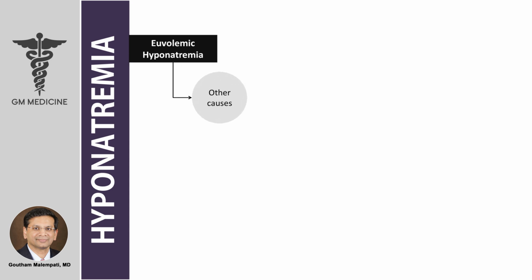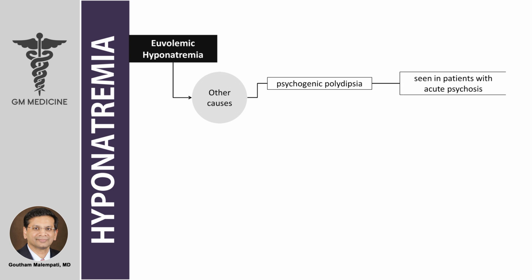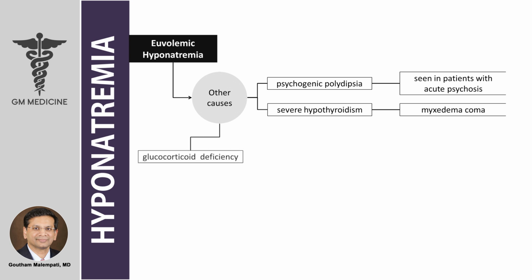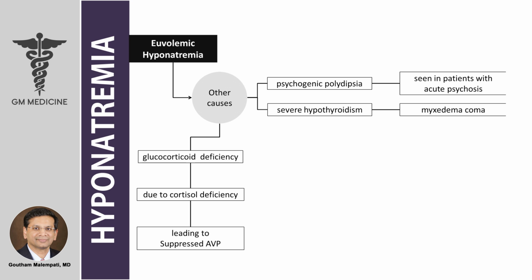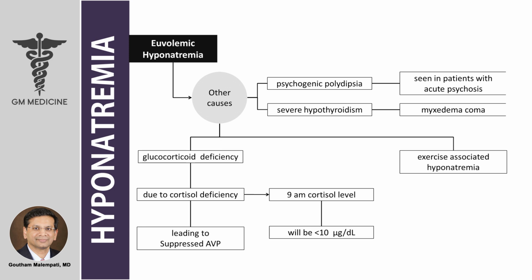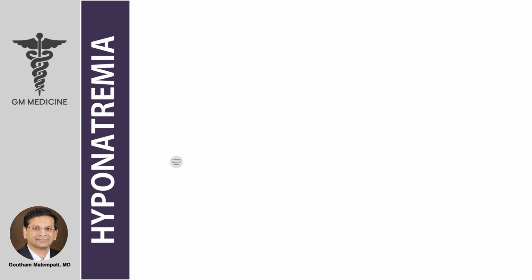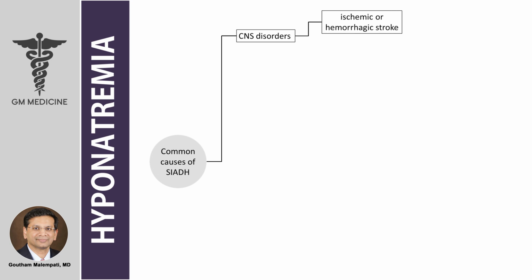Now, other causes of euvolemic hyponatremia include psychogenic polydipsia, which is predominantly seen in patients with acute psychosis, secondary to increased free water intake. Severe hypothyroidism, which meets the criteria for myxedema coma, can cause euvolemic hyponatremia. Glucocorticoid deficiency, predominantly due to cortisol deficiency, leads to suppressed arginine vasopressin; the 9 AM cortisol level will be below 10 micrograms per deciliter. Exercise-associated hyponatremia, commonly seen in marathon runners who are overhydrated with excessive water ingestion, can also cause euvolemic hyponatremia.